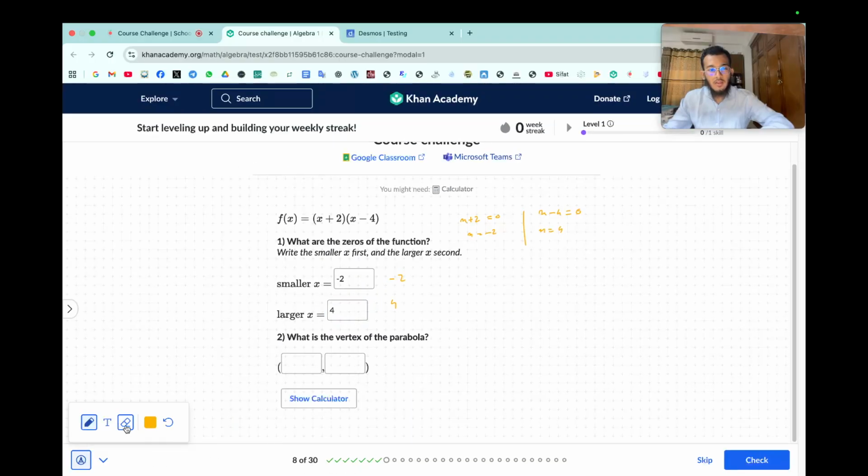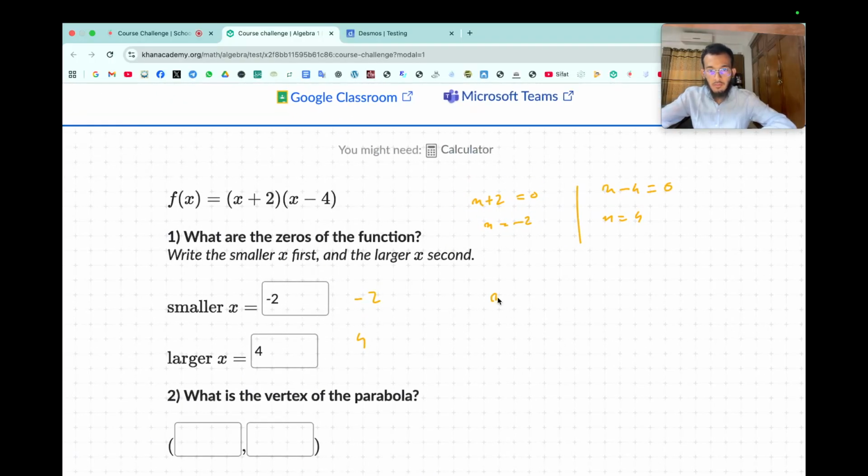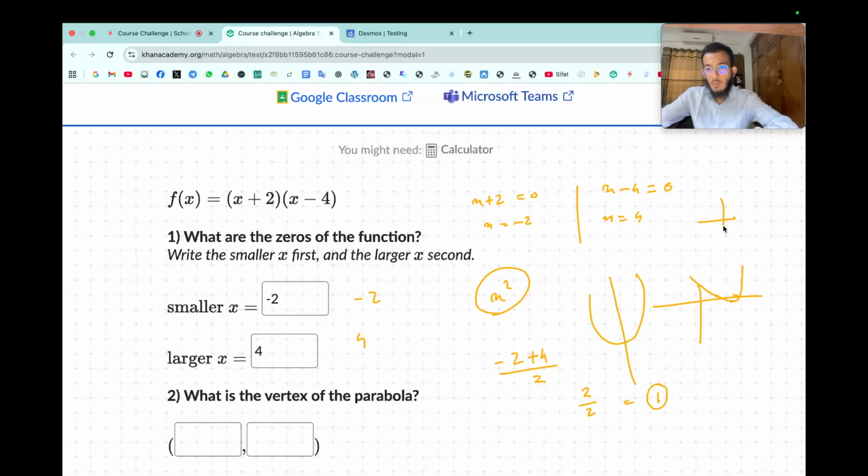What is the vertex of this parabola? Now, we know that this is a quadratic equation. When we multiply, we have an order of 2 for x. And we know that the parabola is symmetric, i.e. the average of the roots would be the x value of the vertex. So -2 plus 4 divided by 2 is 2 by 2, which is 1. From 1, you have 3 units to the left to get -2, and 3 units to the right to get +4. So x equals 1 is the x value.